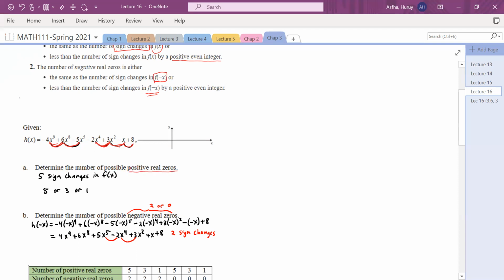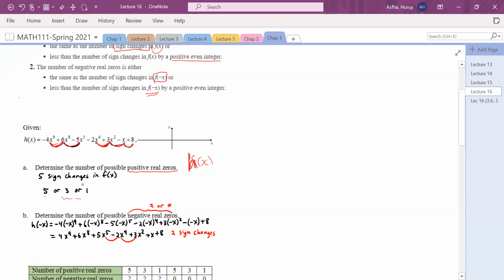Positive real zeros. So for the positive real zeros, we count the sign changes in f of x. And in our case, it's not f, it's h of x. So in h of x, the sign changes are 5. So we have 5 sign changes in h of x. So the possible positive real zeros will be 5 or 3 or 1.